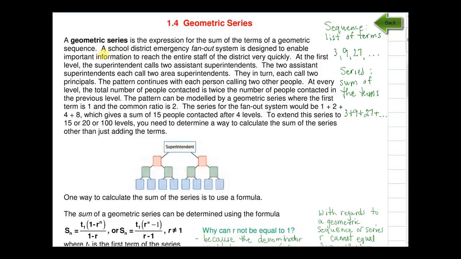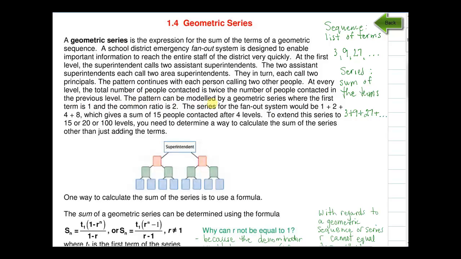A school district emergency fan-out system is designed to enable important information to reach the entire staff of the district very quickly. At the first level, the superintendent calls 2 assistant superintendents. The 2 assistant superintendents each call 2 area superintendents. They, in turn, each call 2 principals. The pattern continues with each person calling 2 other people. At every level, the total number of people contacted is twice the number of people contacted in the previous level.